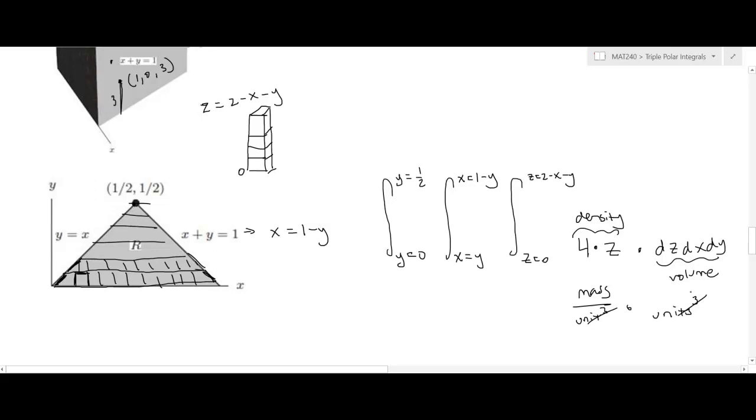I'm not even going to bother putting this into the integral calculator. You're welcome to do it. This is just a great way to practice setting it up.